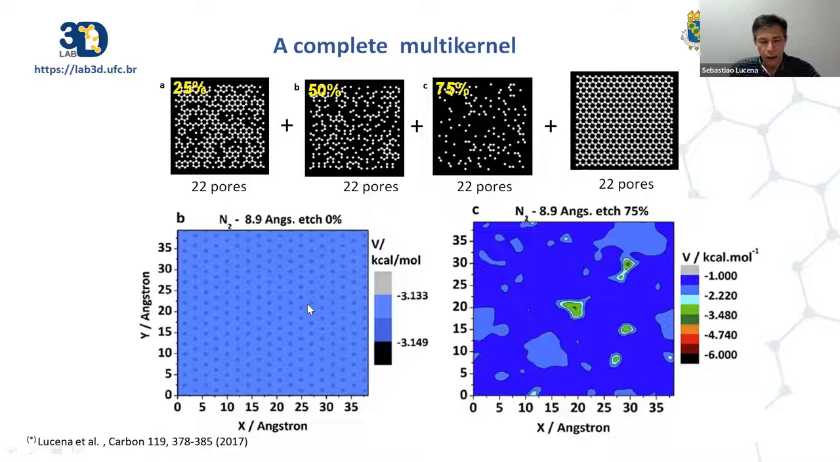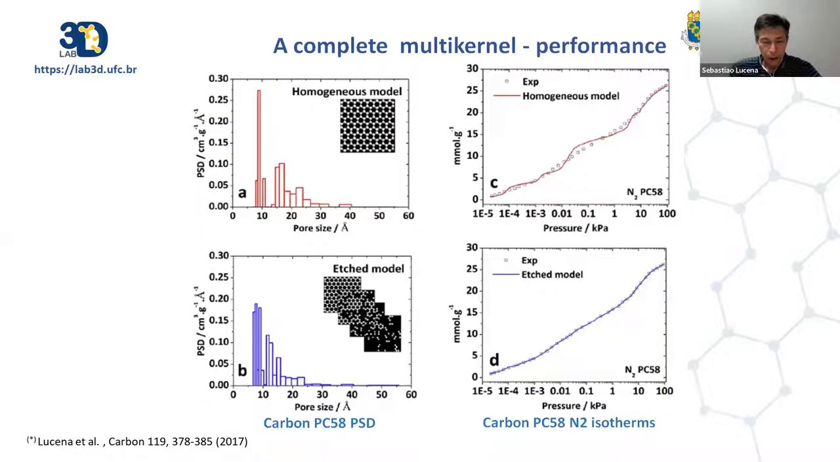You can see how the heterogeneous surface presents patches of different energies, while the homogeneous surface has a uniform energy distribution. Here you can observe how the multi-kernel eliminates the pore gap and improves the data correlation between experimental and simulated isotherms for the carbon PC58. If you apply only the homogeneous kernel in this first figure, you can see the gap and the poor fitting between experimental and simulated isotherms. When you change to the edge multi-kernel, the pore gap disappears and we obtain a very good fitting between the experimental and simulated isotherms.